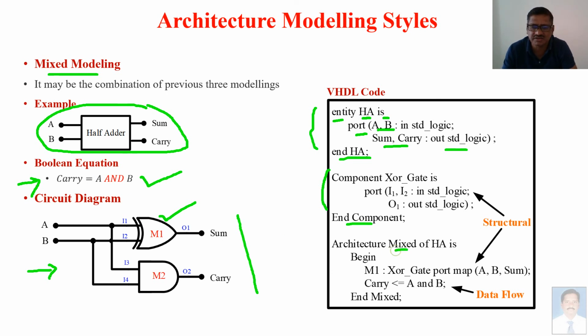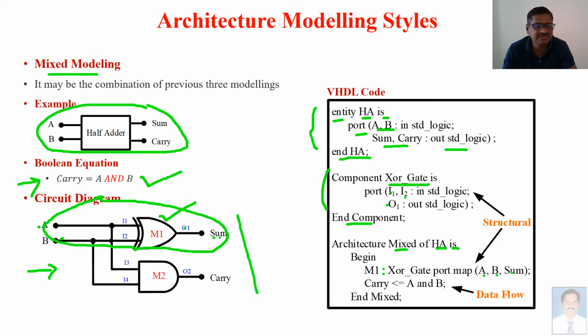Architecture mixed. How is the syntax? Start with the reserved word architecture followed by the name of the architecture, of, name of the entity, is. First module I will implement by using structural: M1 followed by the colon followed by the name of the component, which is XOR. Port map. Here for I1 I will write A, means I1 is connected to A. For I2, I will write B, means B is connected to I2. For O1, I will write sum. This sum is connected to the O1, means this part will be implemented.